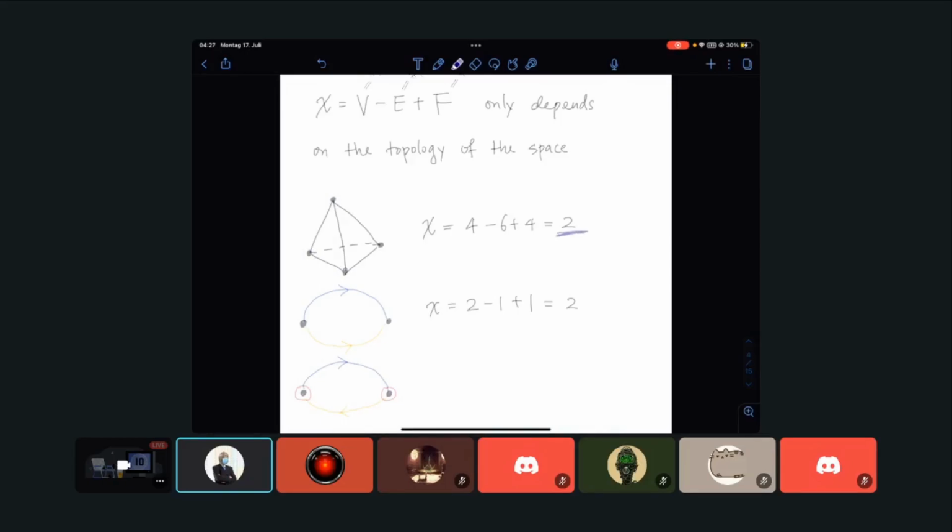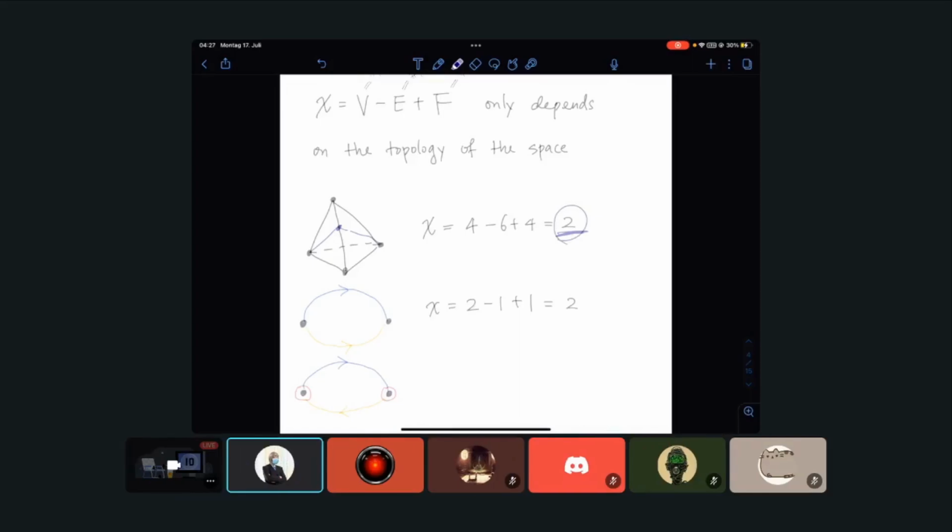You can divide it up in another way, or you can add a vertex inside, connect them, do anything you like. Eventually, you end up with the same number 2. That's an important observation, and it's a number that's about the sphere itself.